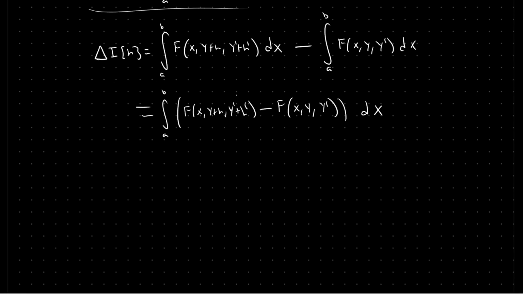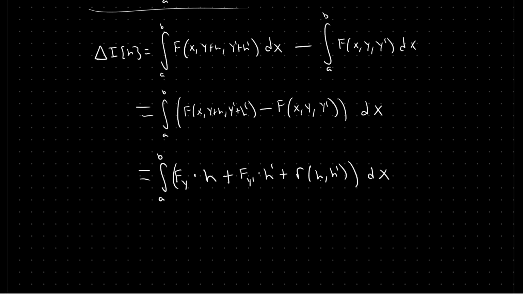So what that means is that this expression right here is the same thing as the integral from a to b of f_y, the partial derivative of f with respect to y evaluated at the point (x, y, y'), times h, plus f_y', the partial derivative of f with respect to y', times h', plus r(h, h'), where r is the remainder in this Taylor series approximation.